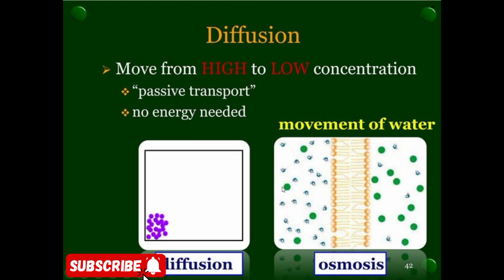Then what is the difference between diffusion and osmosis? The main difference is that a membrane is present in osmosis, while a membrane is absent in diffusion. The similarity between them is that both are known as passive transport, no energy is used, and the material is transported from high to low concentration.